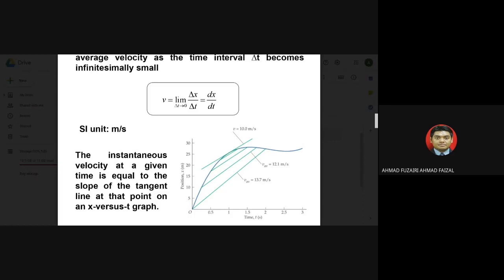We can use x as well. x equivalent to 4t square plus 3. The example is 4t square plus 3, x equivalent to 4t square plus 3, because it is position against time, x against t. So how do we do it? We have to do dx over dt.